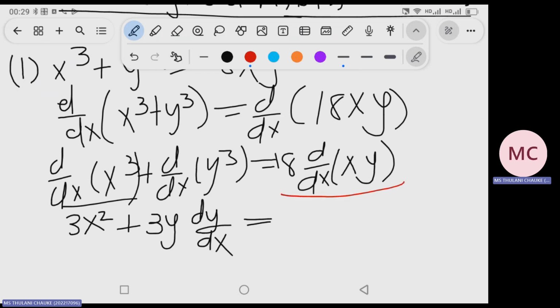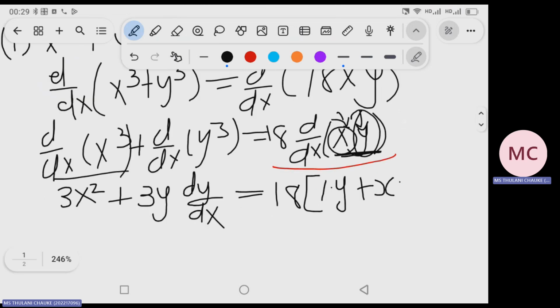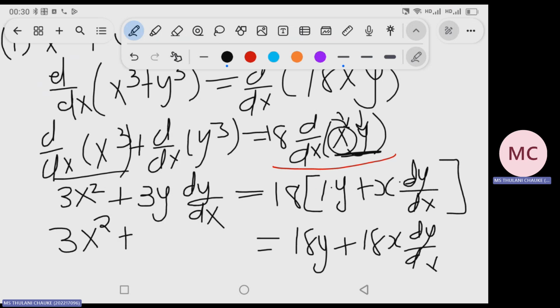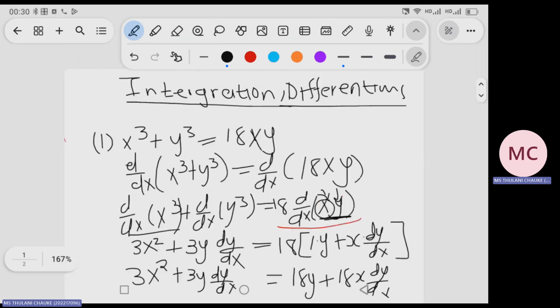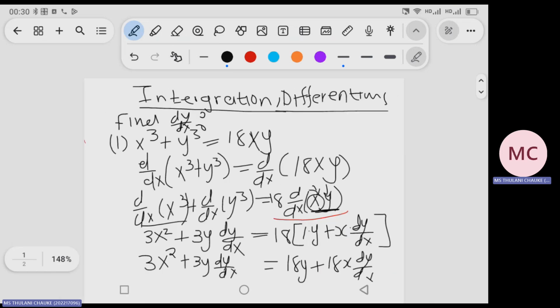Then this part here will give us 18, and then we'll use the product rule in order to differentiate this because we've got x and y. Let's start with x. Differentiate x, we get 1, times y, plus we keep x and differentiate y with respect to x, we'll have dy over dx. Then this will be 18y plus 18x dy over dx. Then 3x squared plus 3y dy over dx. So the question just wanted us to find dy over dx. So that's the first derivative.